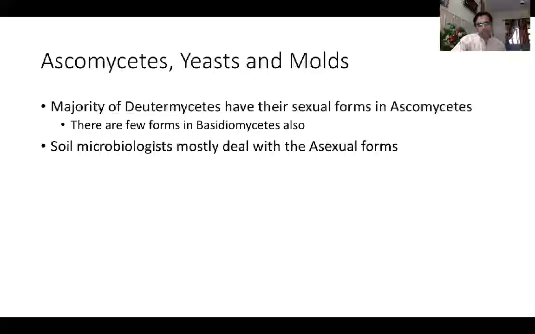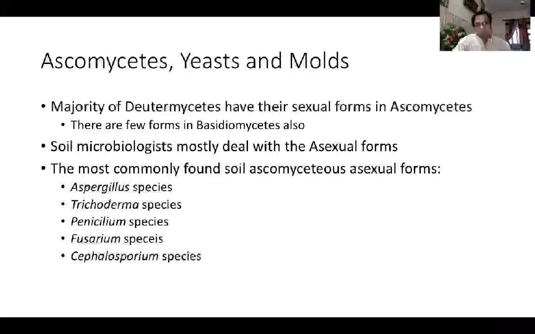So as I already discussed, soil microbiologists are dealing with soil, and soil is present in the natural environment, and mostly asexual forms are present in the soil. Sexual forms are found a bit rarely by soil microbiologists. The most commonly found soil Ascomycetes fungi are Aspergillus species, Trichoderma species, Penicillium species, Fusarium species, Falciparum species. All these fungi are asexual forms, and they are anamorphs. Similarly, there are other members like Colletotrichum and many more examples.